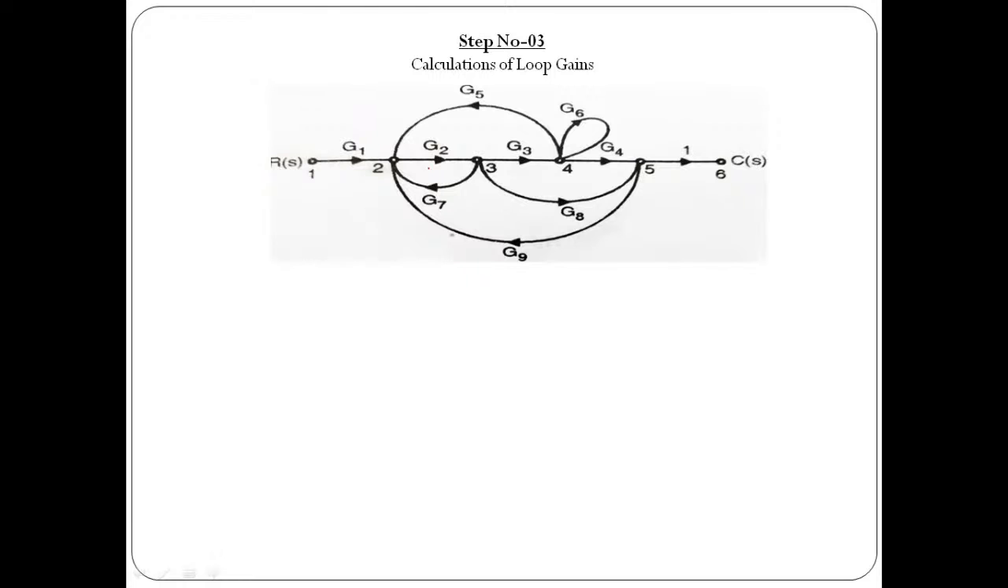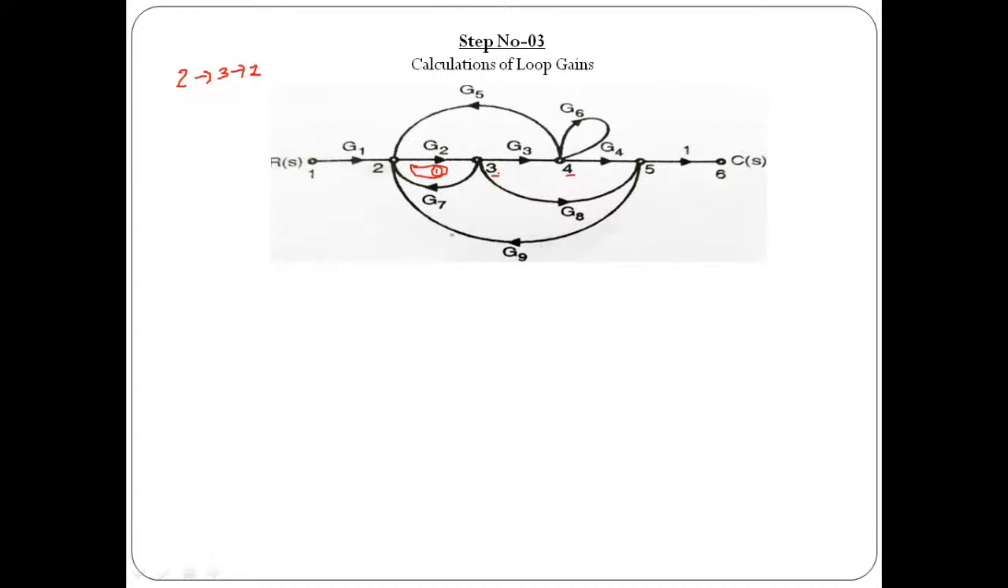So I think this will be the first loop, the one loop which is available in the structure, starting with node number 2. Then we need to move to node number 3 and then come back to node number 2 like this. This will be the first loop. Then we have another loop, starting with node number 3, then node number 4, then node number 5, then back to node number 3. That is not possible because we are violating the flow of signal through this branch.